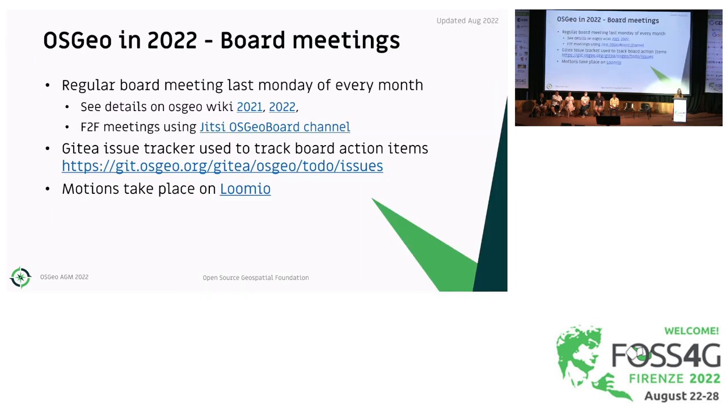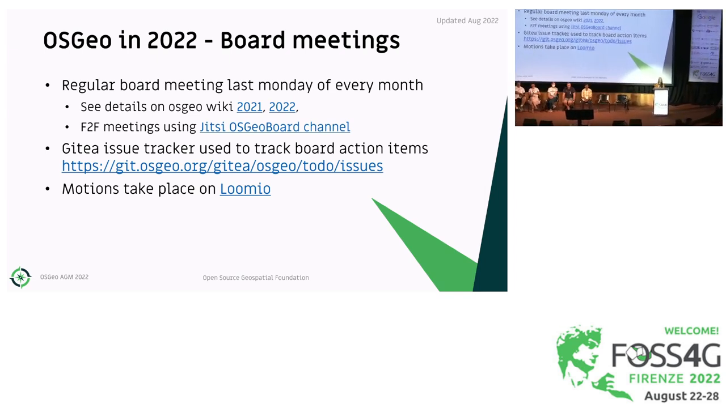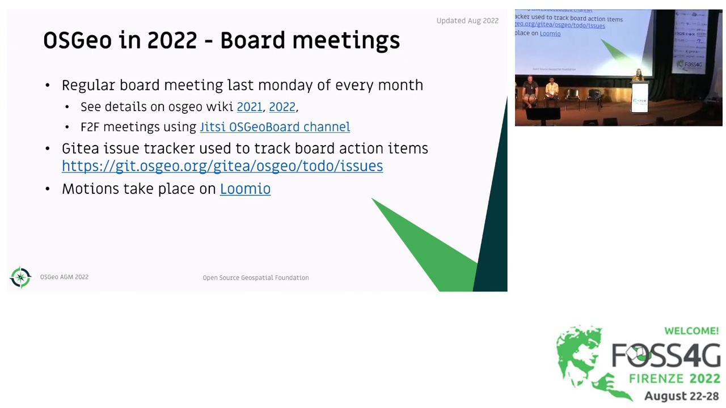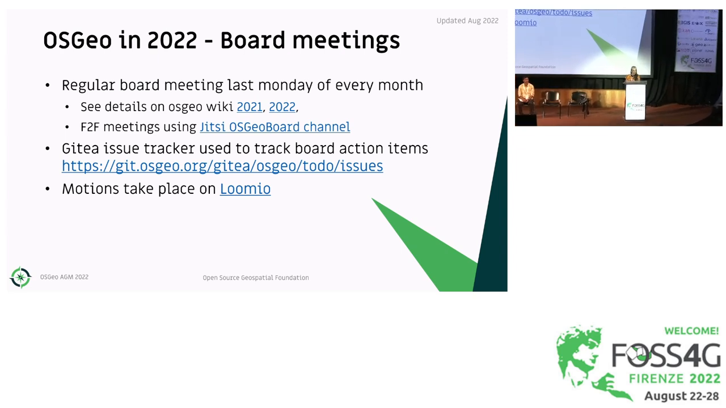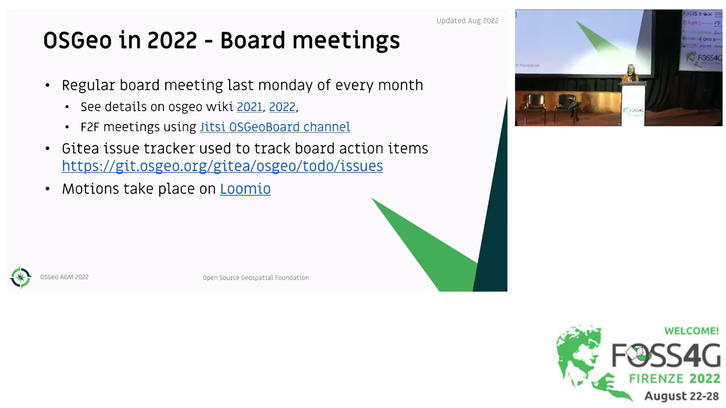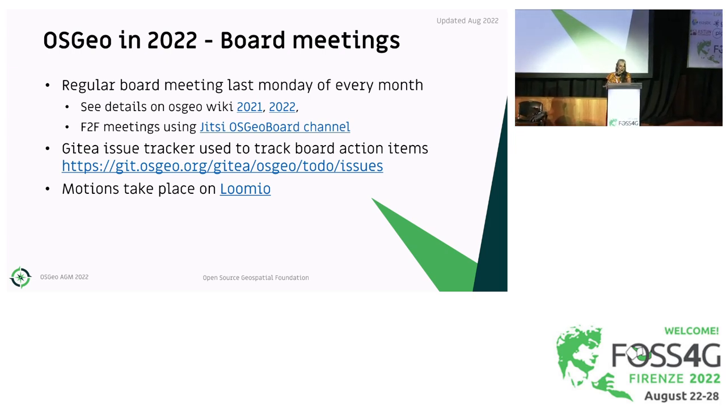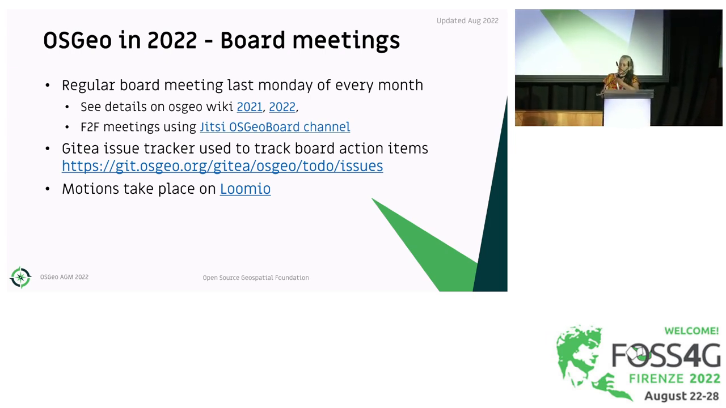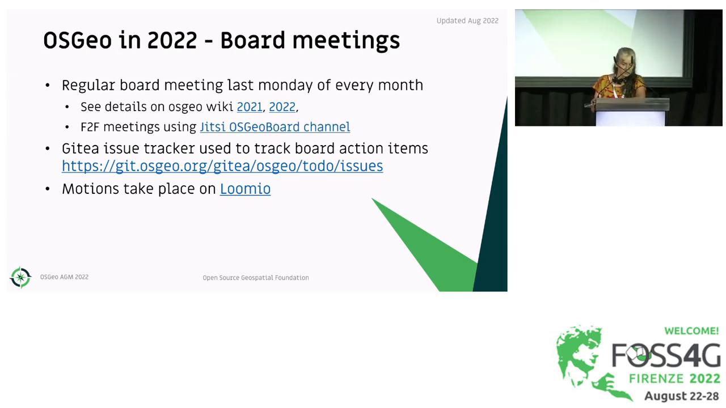So, report from the board. As always, we meet once a month, but since last year, we meet basically on a Jitsi channel, and we take votes on Loomio. So every motion that we have, even if it's voted on in this meeting, will show on Loomio.